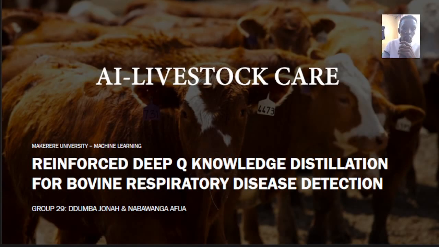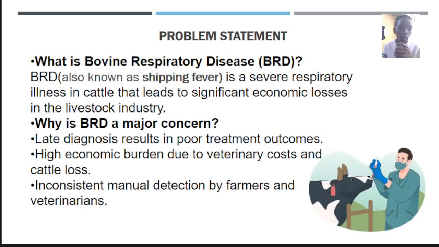Hello, my name is Dumba Jonah from Group 29, and I'm going to explain reinforced deep Q knowledge distillation for bovine respiratory disease detection with multi-strategy learning. So far, the product that we are selling is an AI livestock care, and we are dealing first of all with one disease, bovine respiratory disease.